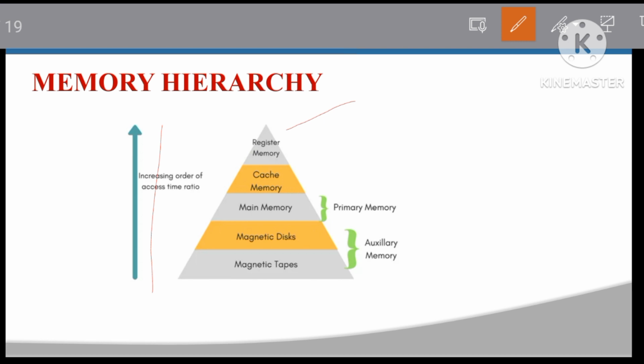This is the hierarchy based on various factors. If you go from magnetic tapes at the bottom of the hierarchy to register memory at the top, the access speed increases. Register memory can be accessed speedily, whereas magnetic tapes can't be accessed that easily. The access time increases gradually from register memory to magnetic tape. Coming to cost, magnetic tapes are low cost, but register memory is high cost. So you got my point.